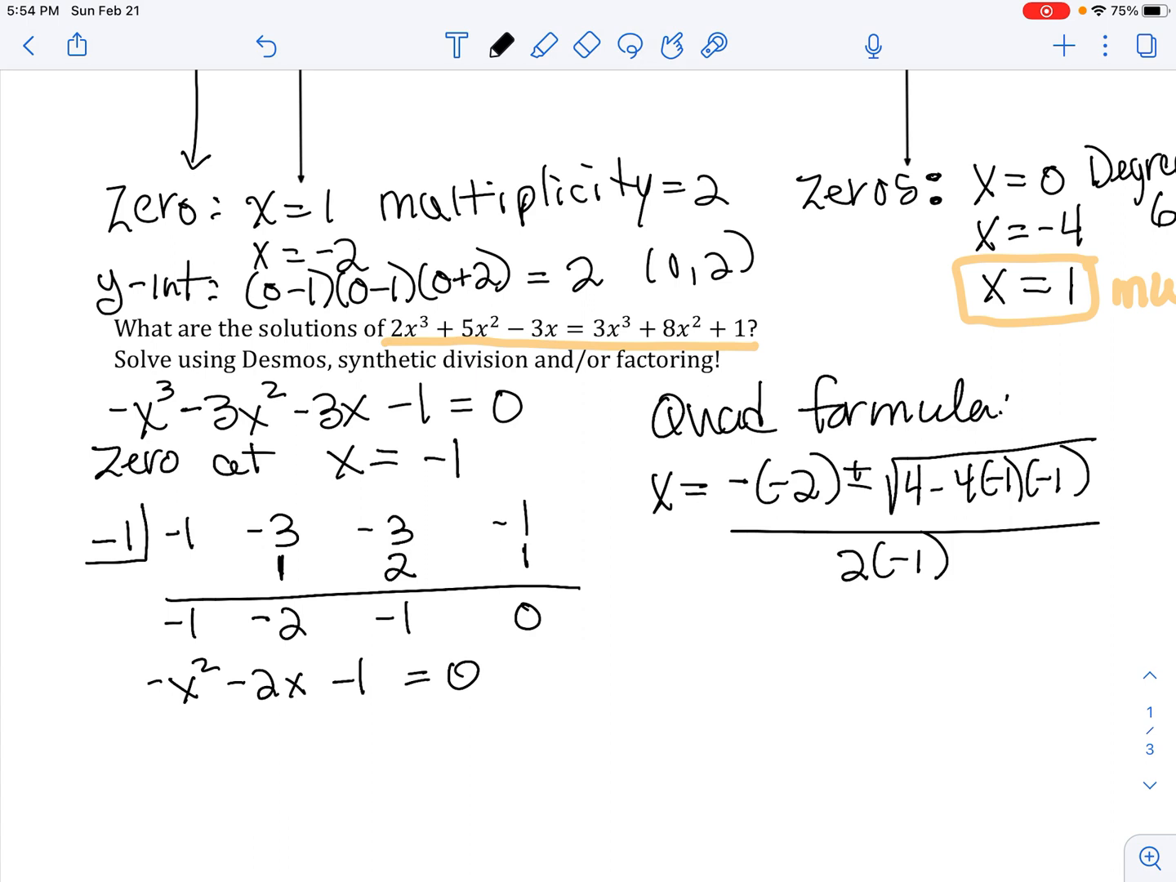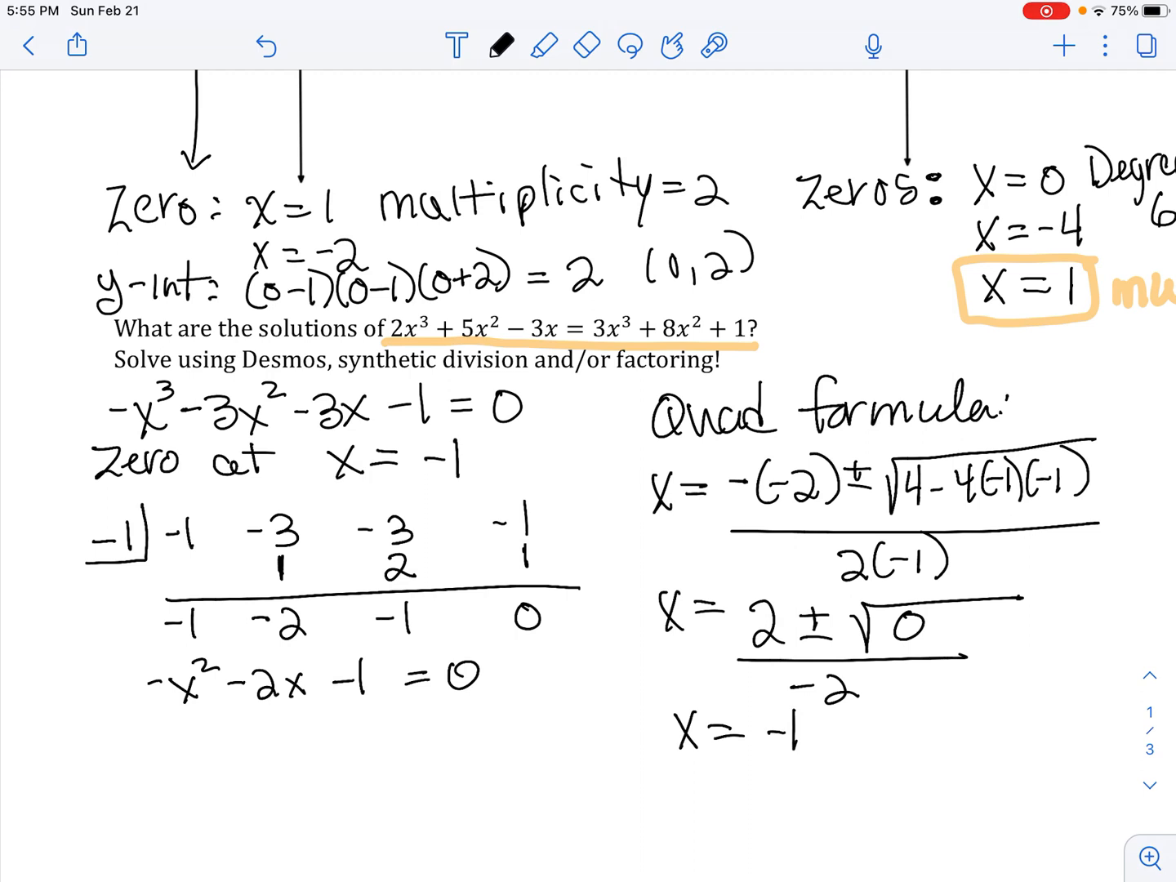So let me just check that. Opposite of b plus or minus b squared minus 4 times -1 times -1, all over 2. So that's going to be x equals 2 plus or minus the square root of 4 subtract 4. All right, but if you go to solve this, you see that you get x equals -1.